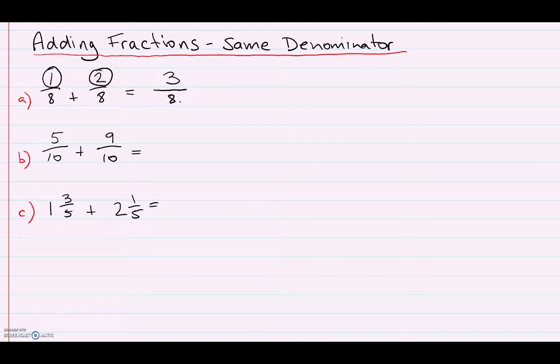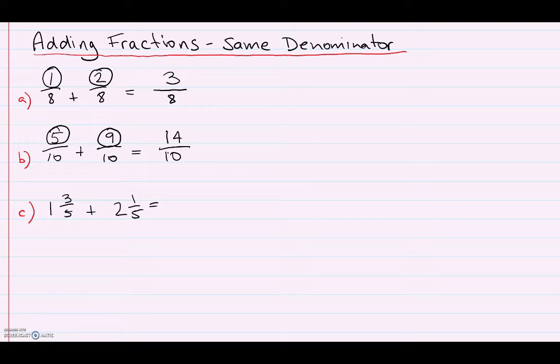We're looking at question B. I've got 5/10 and I'm adding on 9/10. So altogether I will have 14/10. Now when you finally write your answer, what you'll want to do is write it as a mixed number, and we learned how to do that in chapter 4, I believe.